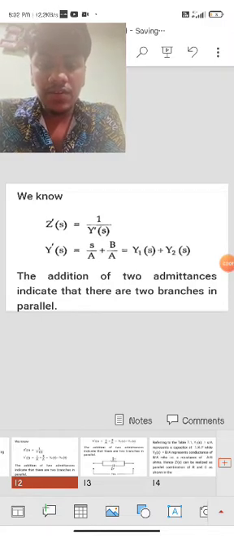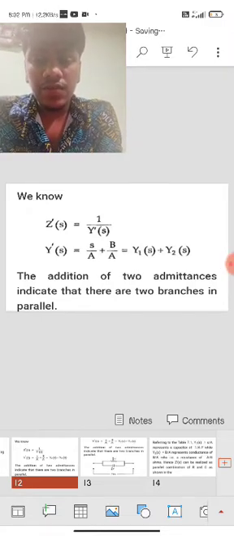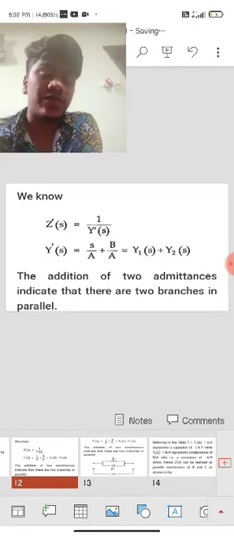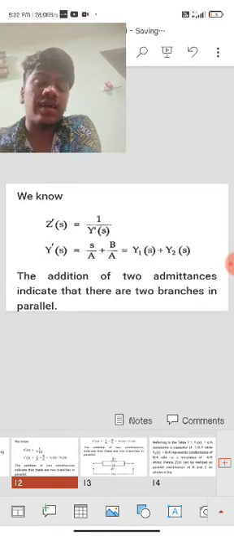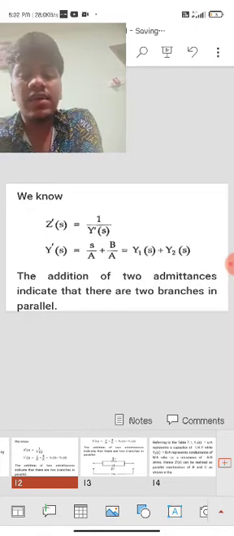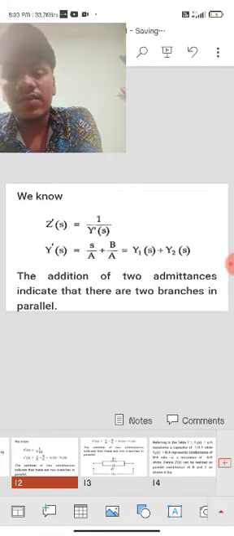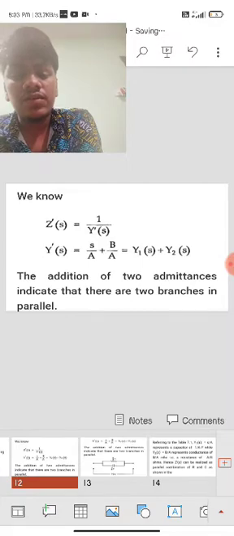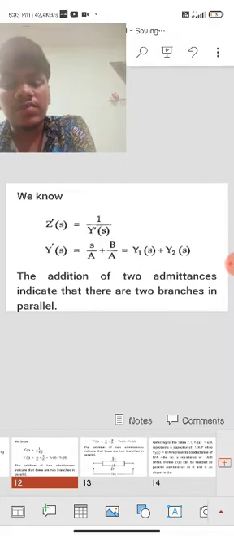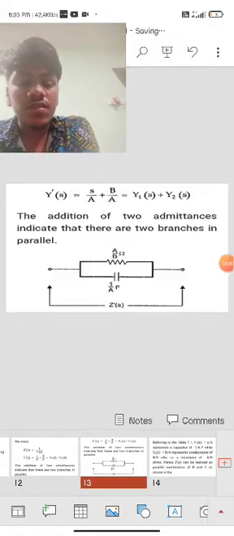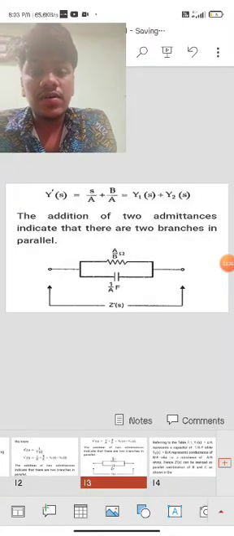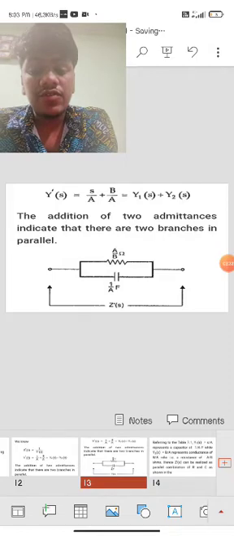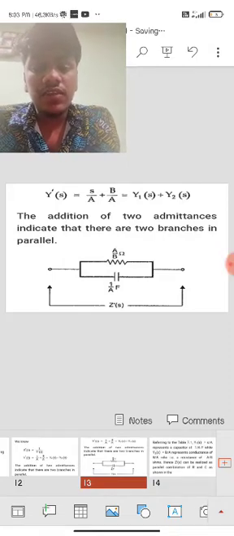We know Z of s equals 1 by Y dash of s, which equals s by a plus b by a, that is equal to Y1 of s plus Y2 of s. The addition of two admittances indicates that there are two branches in parallel.